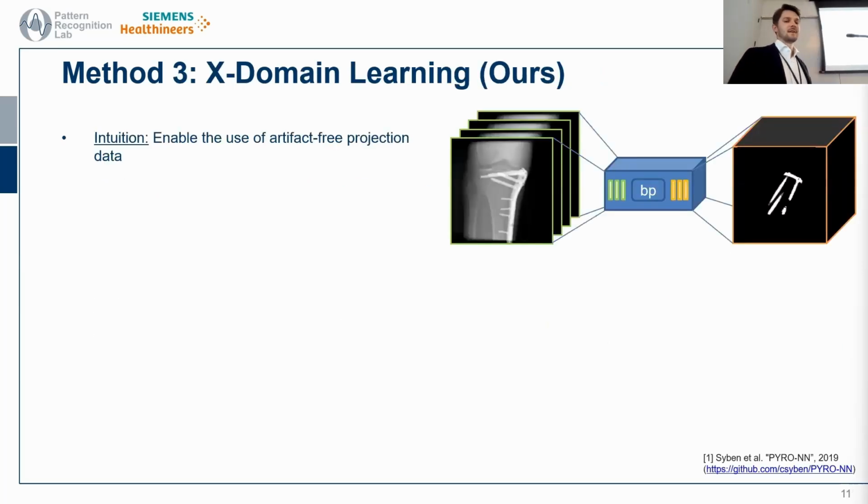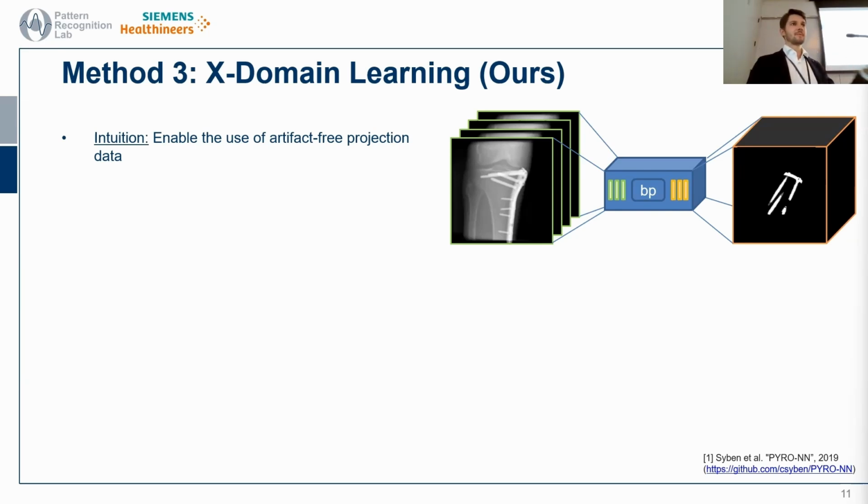Finally, let's come to the cross-domain learning. And the intuition here, as teased earlier, is that we want to enable the model to have a look at the data which has not yet experienced any artifacts. So on the left-hand side here, we see the raw projection images we get from the system in the line integral representation. And the first three green lines here represent convolutional layers that the model can apply to the projection domain images.